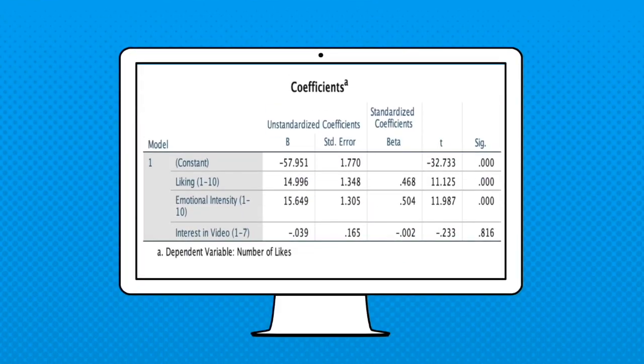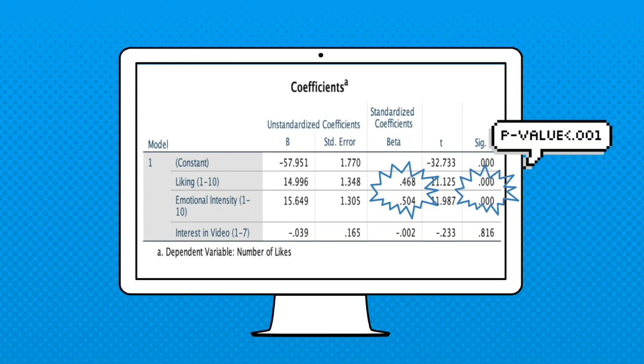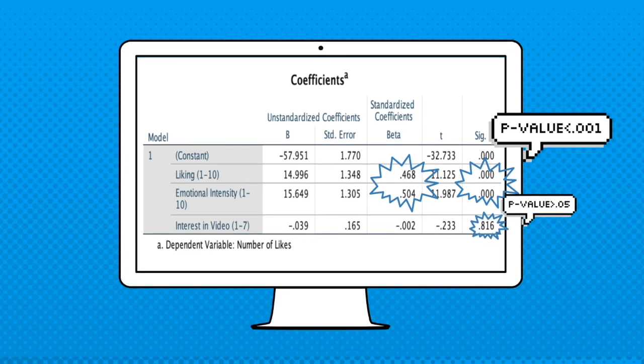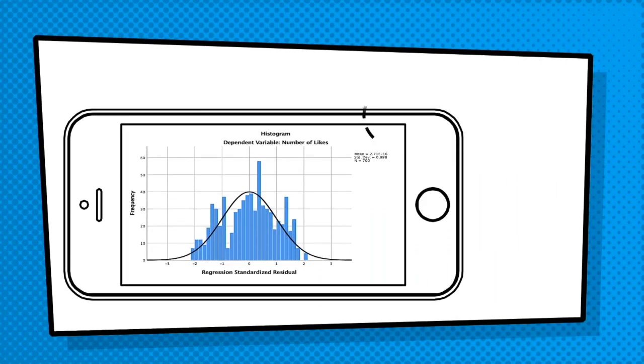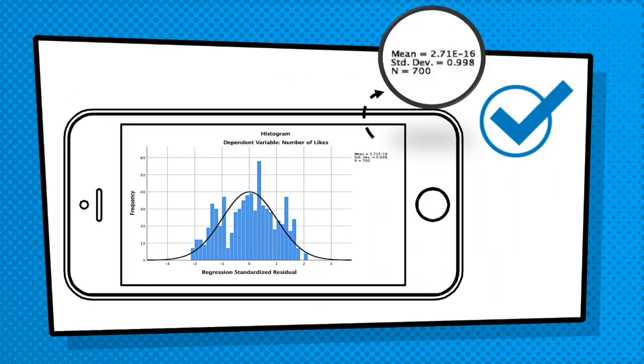The coefficient of liking is 0.468 with a p-value smaller than 0.001, so it has a significant positive effect on the number of likes. Similar result to emotional intensity with a coefficient of 0.504 and p-value smaller than 0.001. However, there's no significant relationship between the interest in value and the number of likes, with a p-value greater than 0.05. Finally, we check the distribution of the residual and it is relatively normal, so that's good. In conclusion, only liking and emotional intensity are significant predictors for the number of likes.